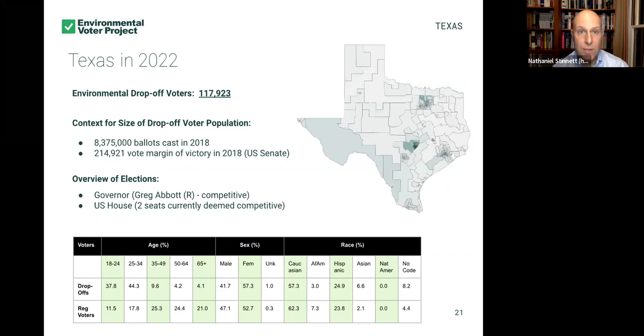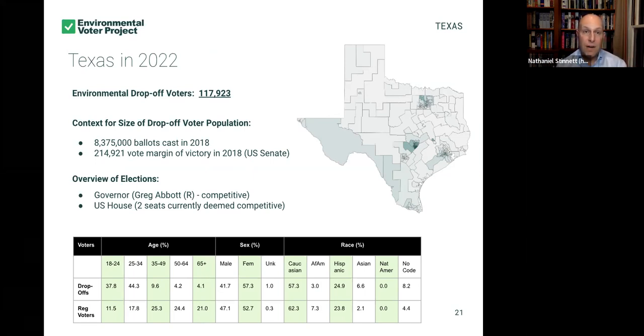Finally, Texas. We're back to a lot of the really, really dense urban clustering that we saw in Georgia. 117,923 of these environmental drop-off voters in Texas. Yes, they skew young. We still see significant overrepresentation of Asian Americans, much less so among Hispanic voters.